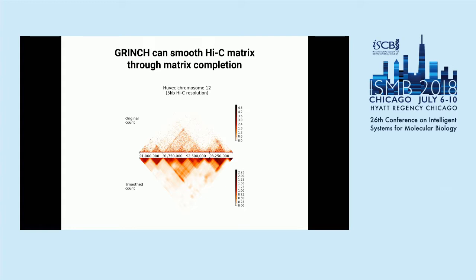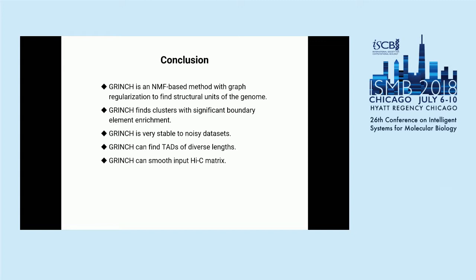So, in conclusion, Grinch is a method to discover topological units of the chromosomes using matrix factorization along with graph regularization. It finds clusters that are significantly enriched in different chromatin remodeling and chromatin looping elements. It is very stable to noisy and sparse data sets, and it can find TADs of diverse lengths. And finally, you can also use it to smooth input Hi-C matrices.